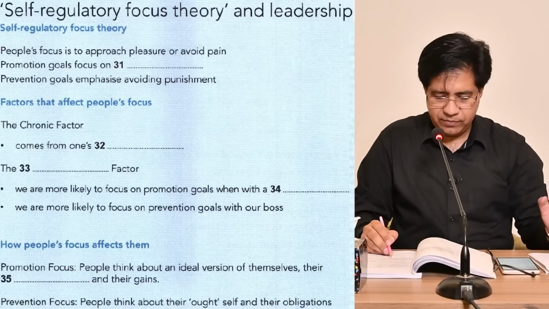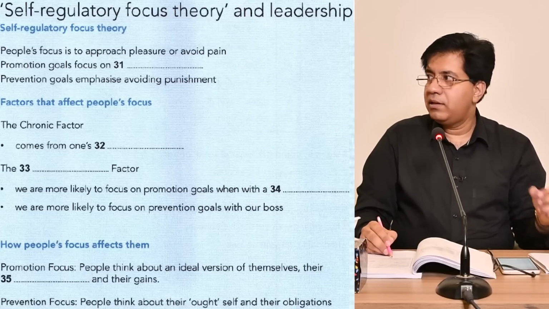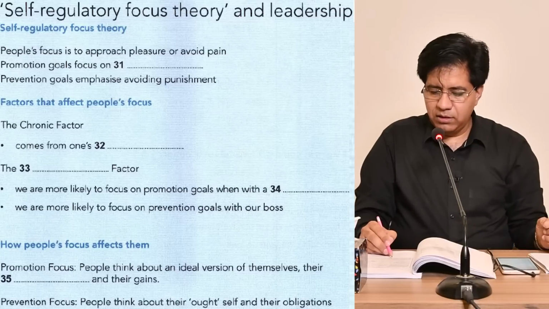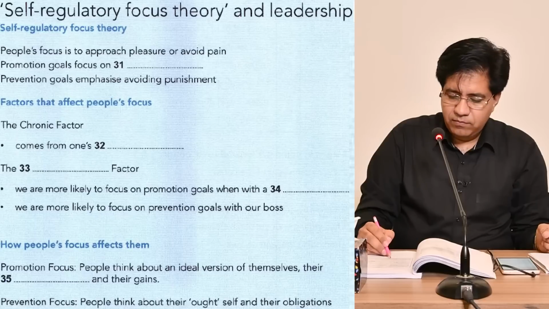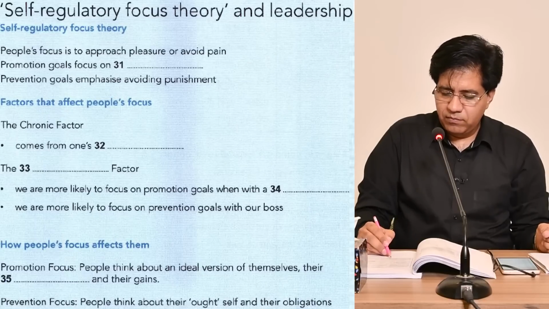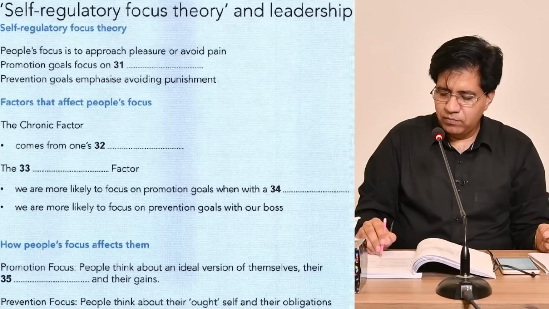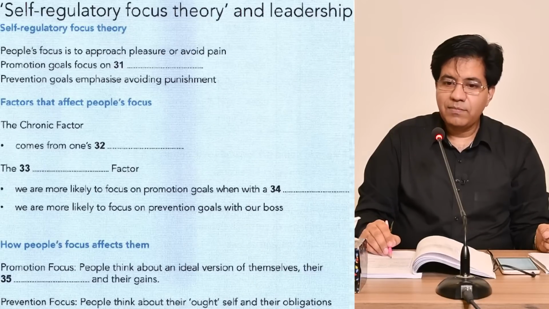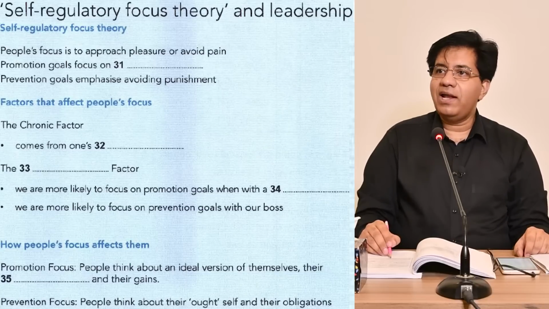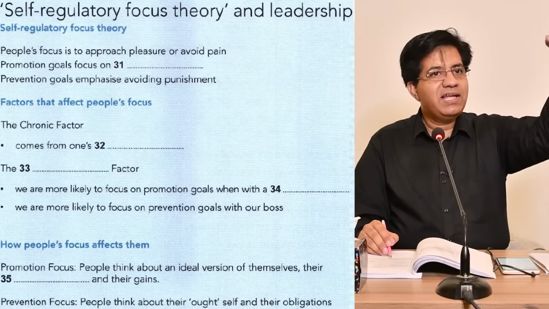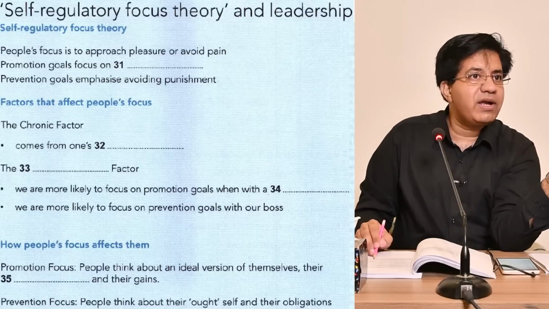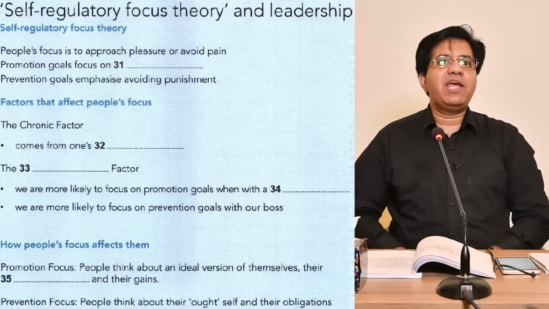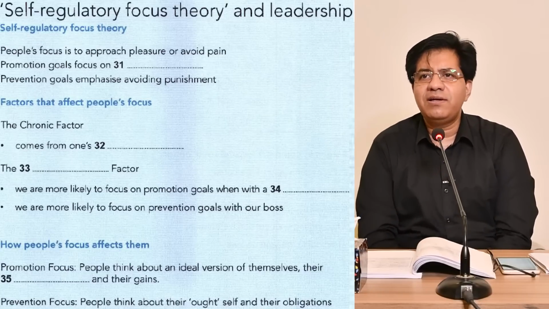Let's start. Research has shown that the goals we are focusing on at a given time affect the way we think. For example, when focusing on promotion goals, people consider their ideal self, their aspirations and gains. See that? Gains is already given and their ideal self is already written. So the answer is aspiration.